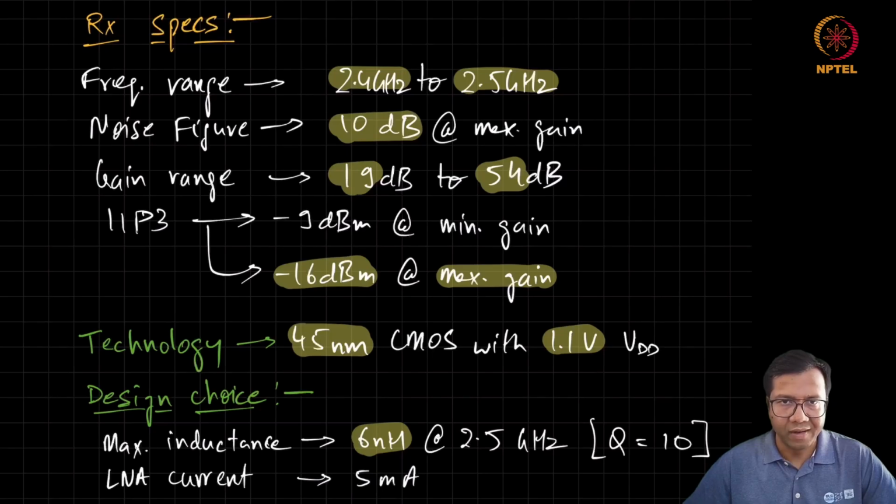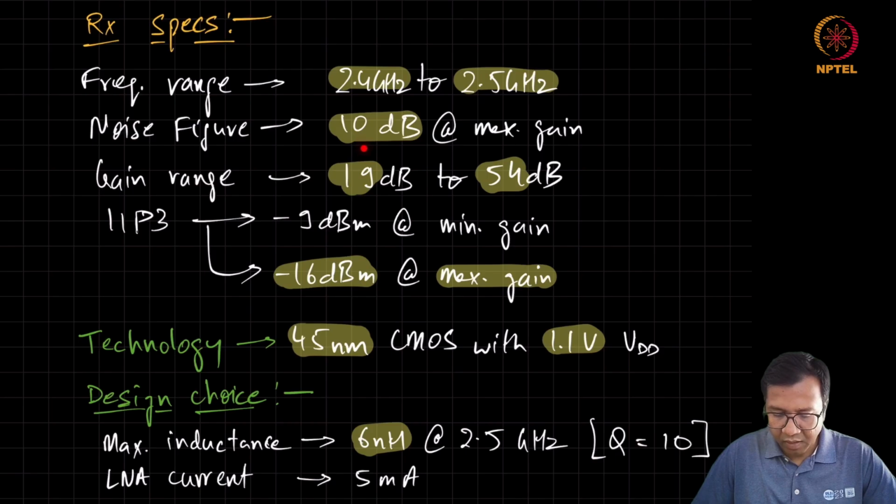So now we are going to design the front end for this receiver in 45 nanometer CMOS process. So I have written the specification for the receiver as we derived based on the IEEE 802.11g standard. And we are going to design an LNA, which is the first block in the receiver, so as to meet these specifications of the receiver.